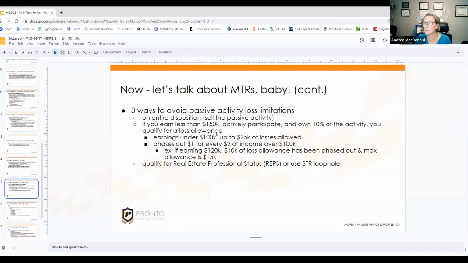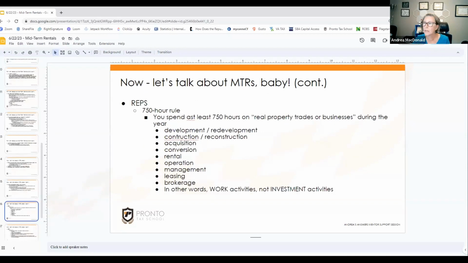We've seen this slide before. So the way to get out of passive activity loss limitations does not change based on the type of passive activity. What is a little bit different is qualifying, like for midterm and long-term rental losses, to not be passive. They're not short-term, so they don't qualify for the short-term rental loophole. If you're over that $150,000 in income, the only option left is real estate professional status. It's harder to qualify for that than it is to qualify for material participation on a short-term rental, which again is why that short-term rental strategy is so powerful.